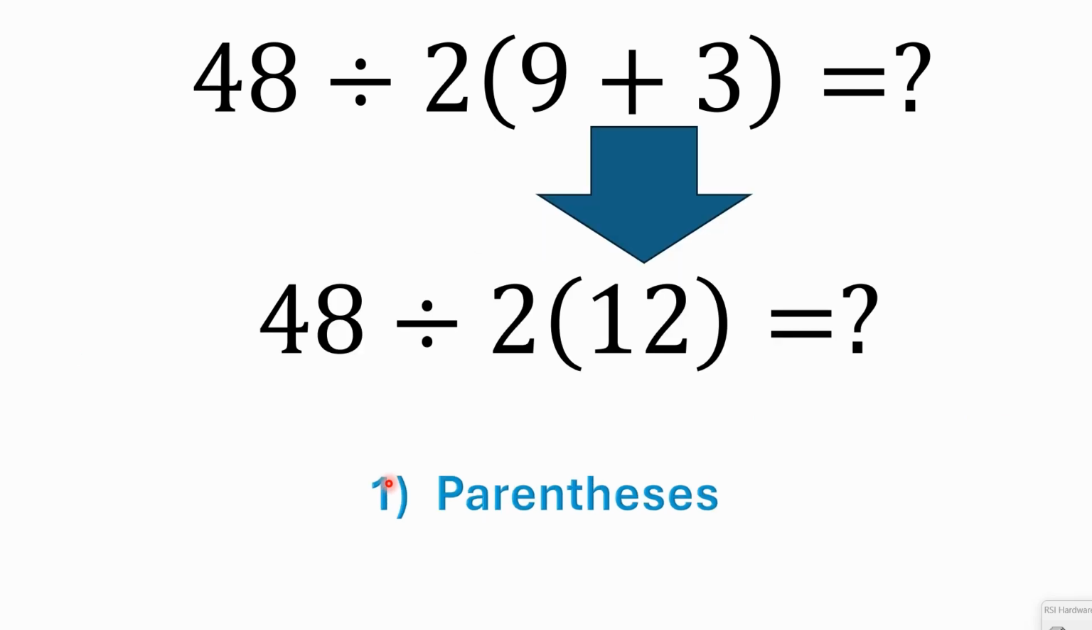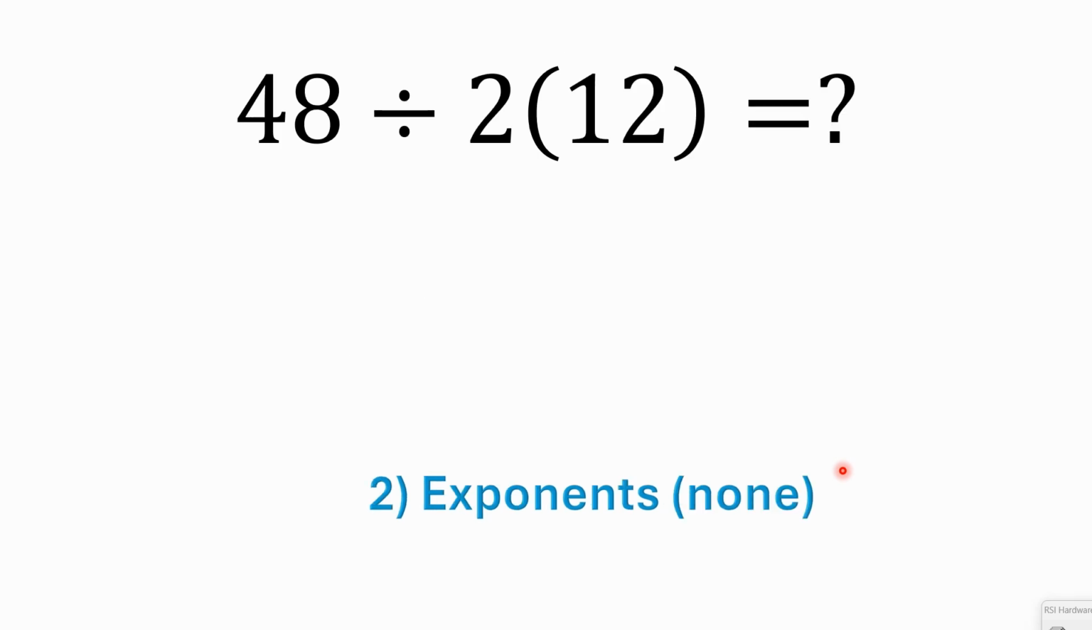So here we look for parentheses. Well, we do have parentheses. 9 plus 3 equals 12. So we're left then with 48 divided by 2 multiplied by 12. So we've satisfied the first condition. Number two, we look for any exponents. Well, here we don't have any. You just move to the next step.